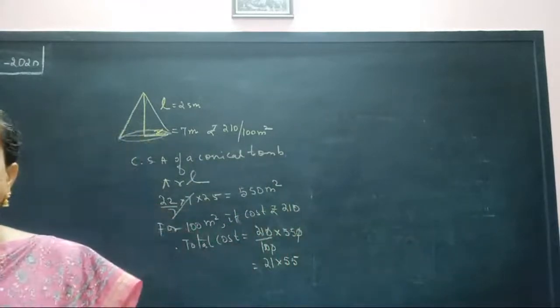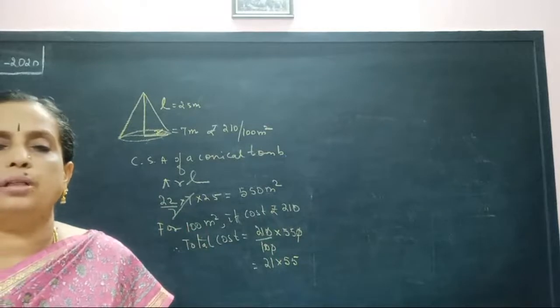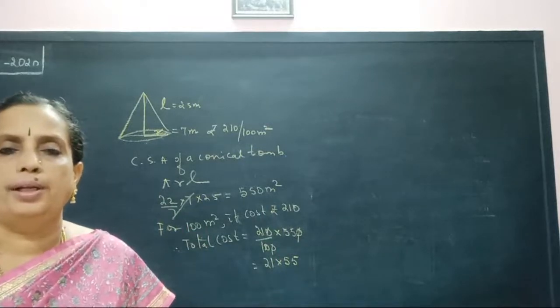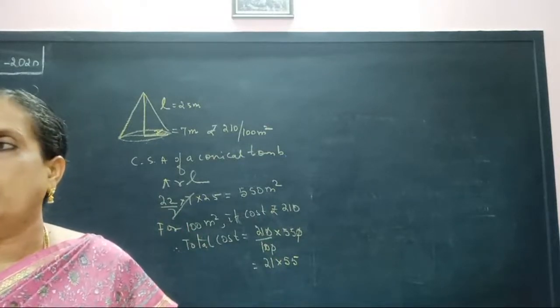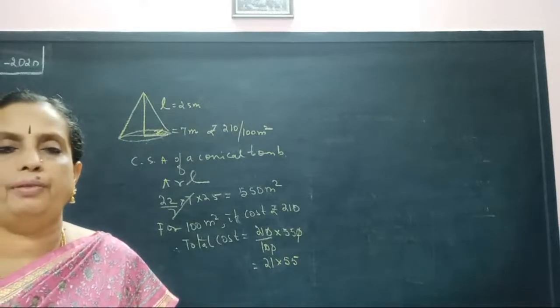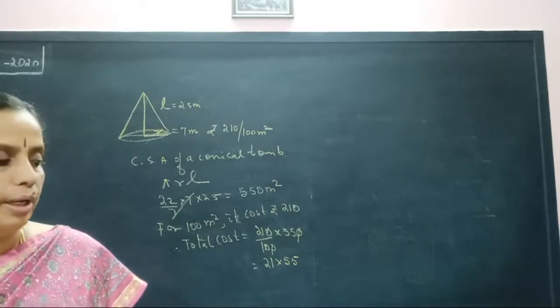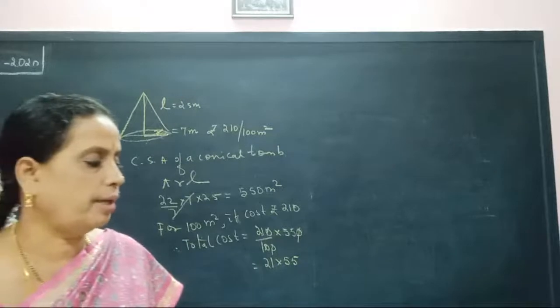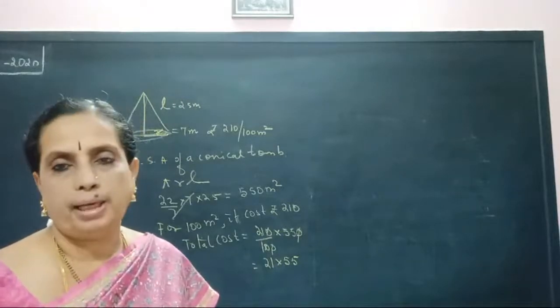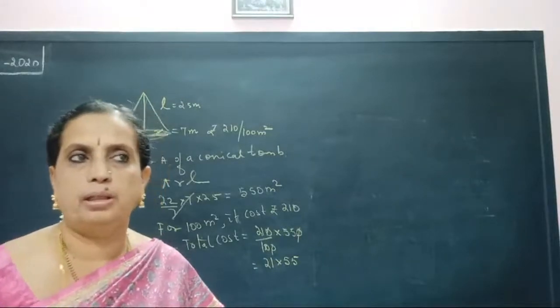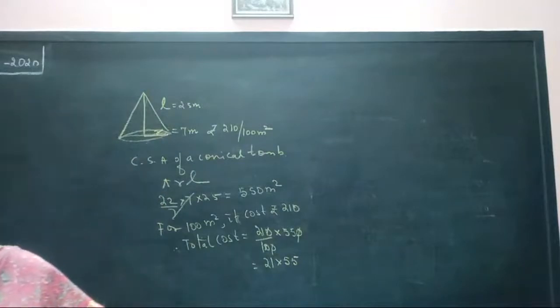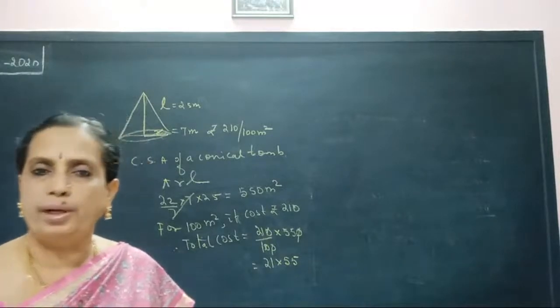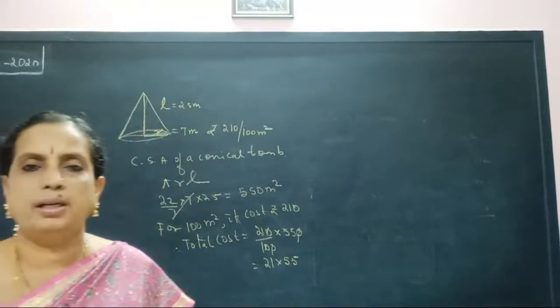What is the cost of whitewashing the conical tomb? It is rupees 1155. Actually, in your cone chapter, you have very few questions, but I selected randomly from all reference books and made it as a set of questions. Sometimes you may have repetition, no problem. Do it again and again. Is it clear?